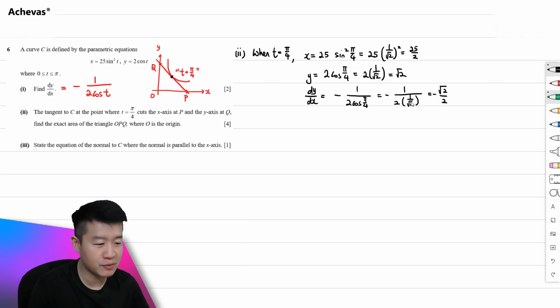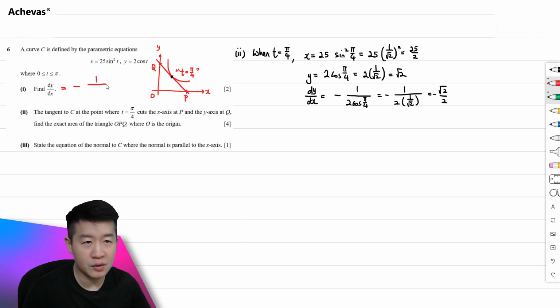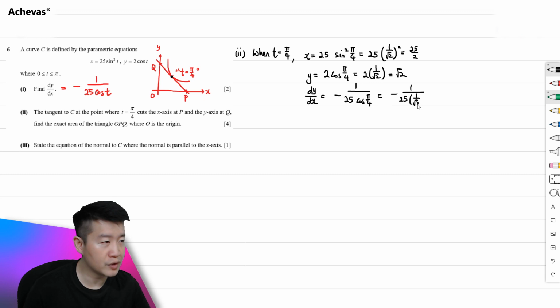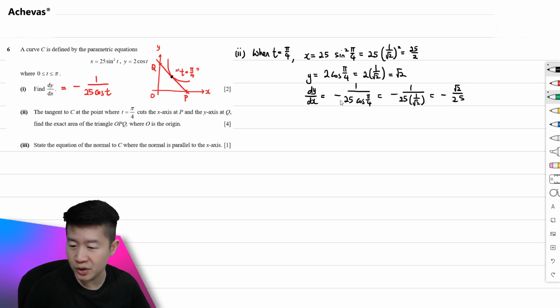This looks weird. Did I write something wrongly? Oh, I wrote something wrongly. This is wrong. This is 1 over 25 of cosine t. Okay, let me do a bit of correction to this. So this is 1 over 25 of cosine pi over 4, which is minus 1 over 25 of 1 over square root of 2. So minus square root of 2 over 25 is going to be the equation of the gradient. Yep, Benedict, I've done my correction.